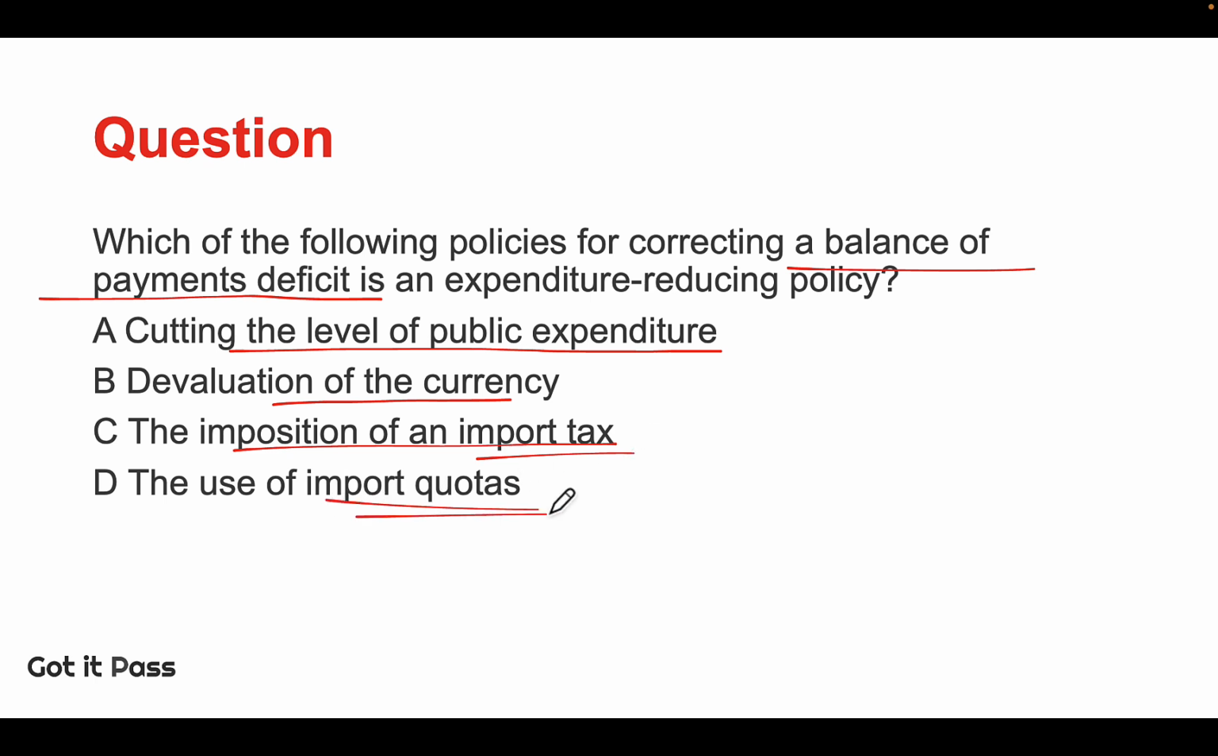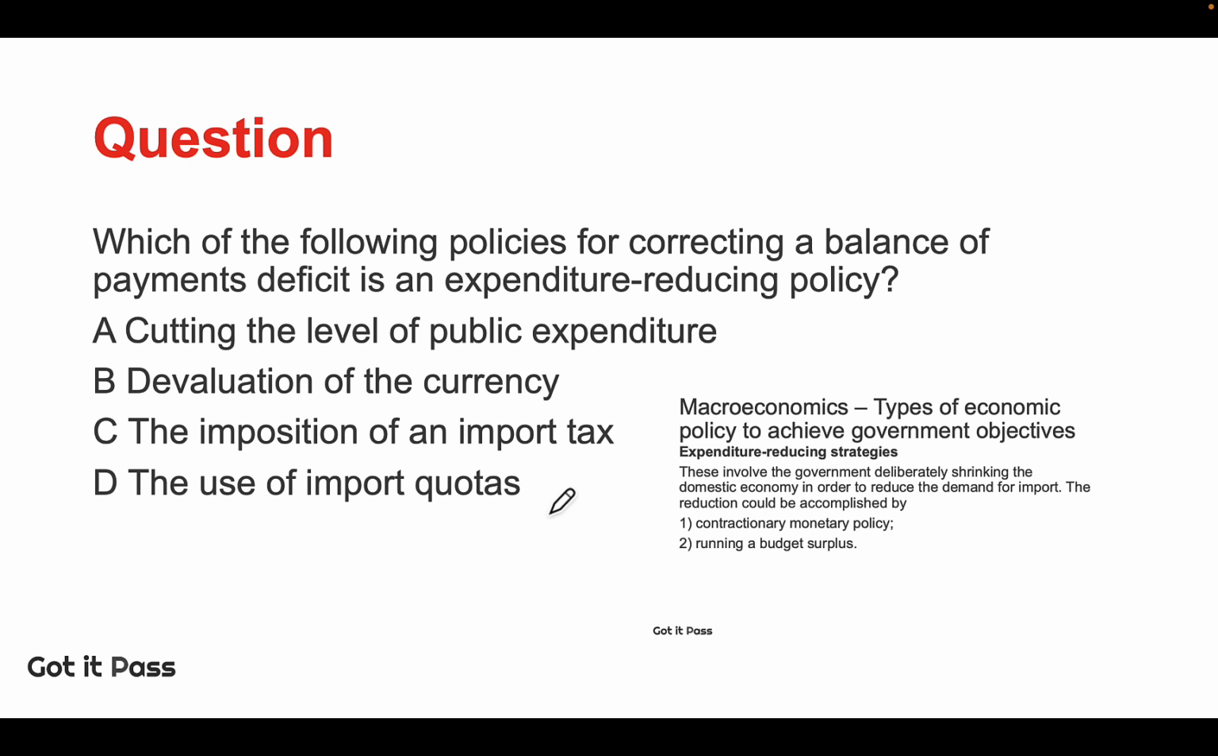So we have the expenditure switching policy, which is to switch the consumers from buying imported goods to the local domestically produced goods. It's the expenditure switching policy. And for expenditure reducing policy, the intention is just to shrink the economy, so it helps to improve the balance of payments deficit. So which answer for this question? Okay, remember the definition of expenditure reducing strategy, then you can answer this question in an easy way.